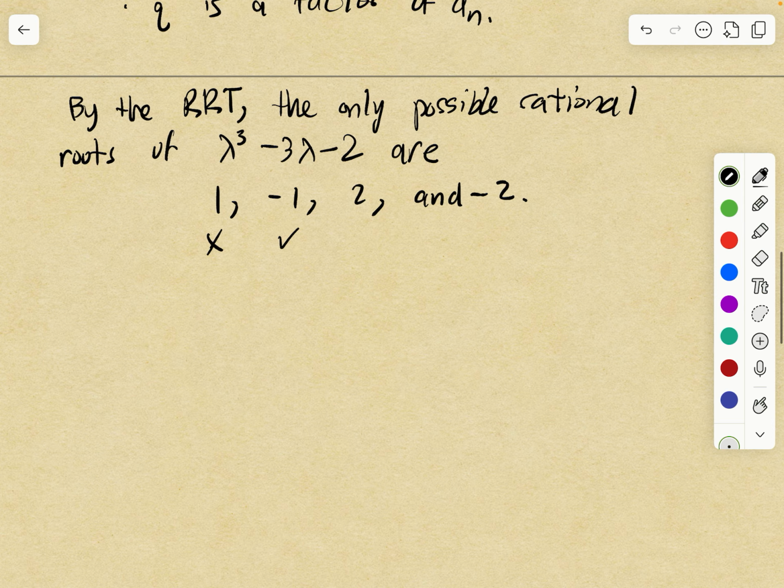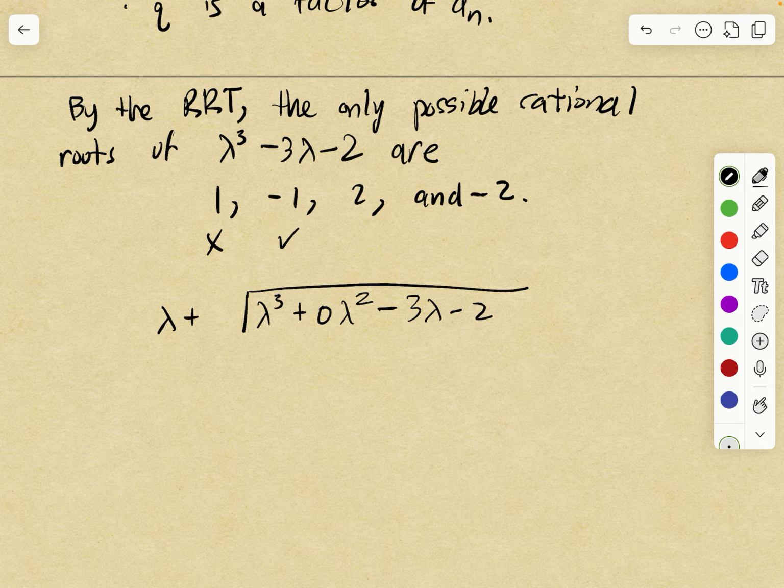So I know that negative 1 is a root, which means that lambda plus 1 is a factor. And now to figure out how to factor, I can use long division. So I have lambda cubed plus 0 lambda squared minus 3 lambda minus 2. When you do long division, you want to make sure that you have a space for each of the powers of lambda. So, lambda plus 1 is a factor, and now we just do long division.